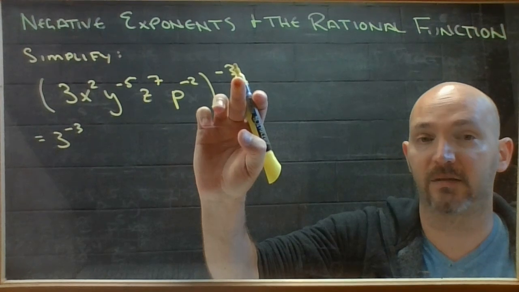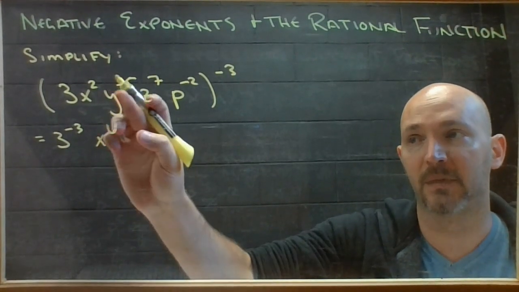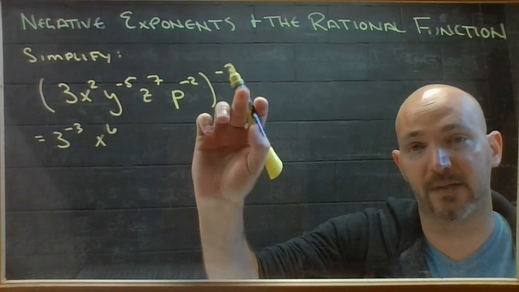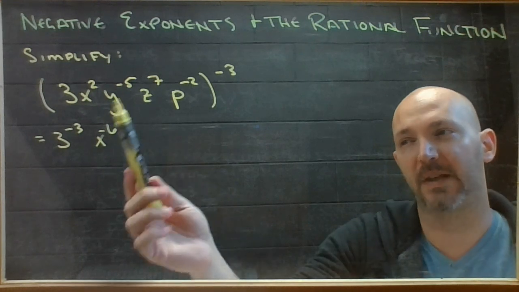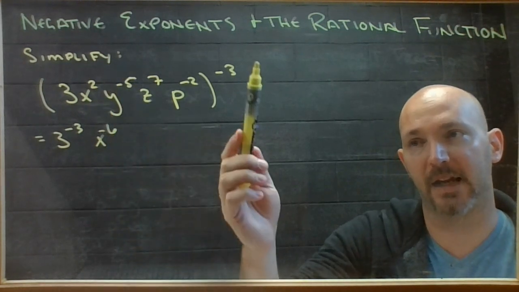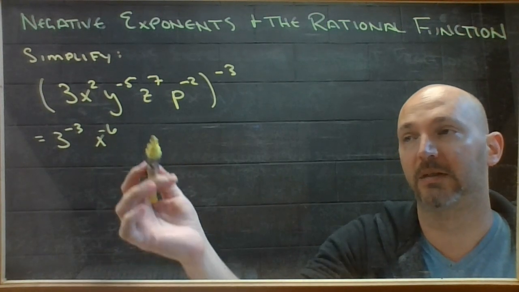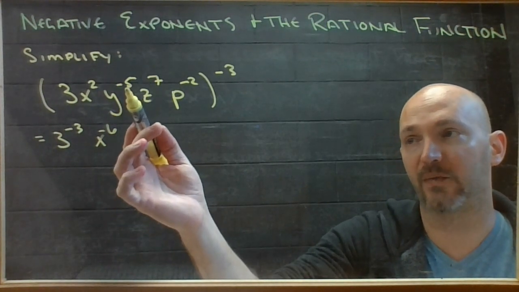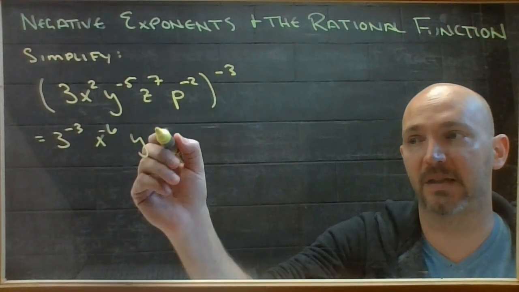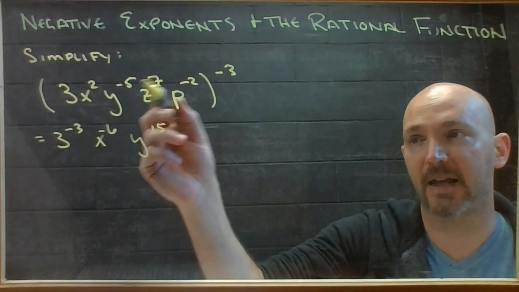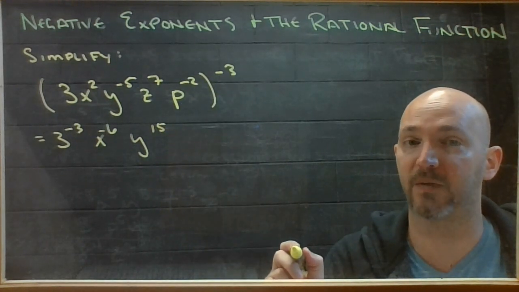X squared with a cube on it would be x to the 6. And a positive and a negative together makes a negative number. So this thing, when it has a negative applied to it, ends up with a negative exponent. Y to the negative 5 to the exponent negative 3. Well, 5 times 3 is 15, and a negative times a negative is a positive. So that stays as y to the positive 15.